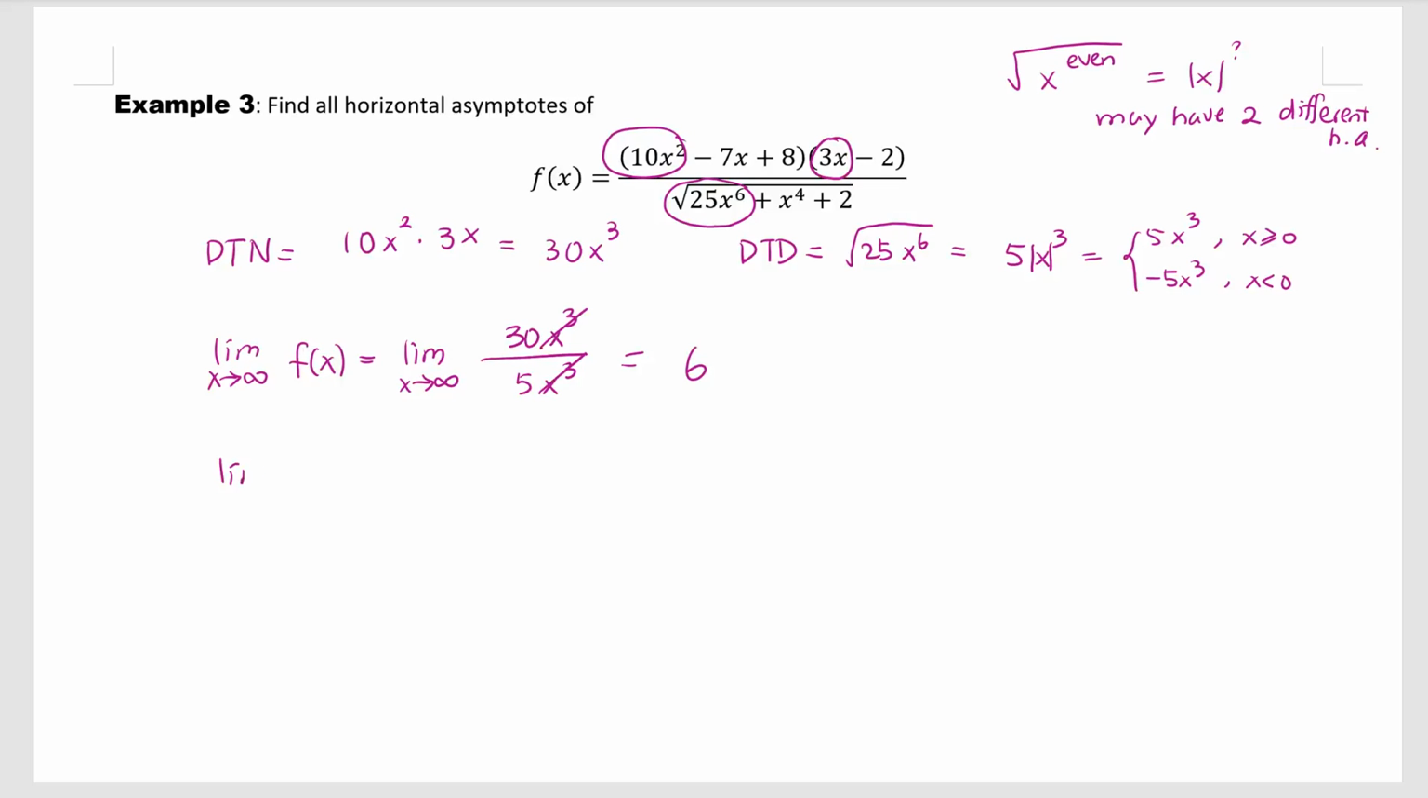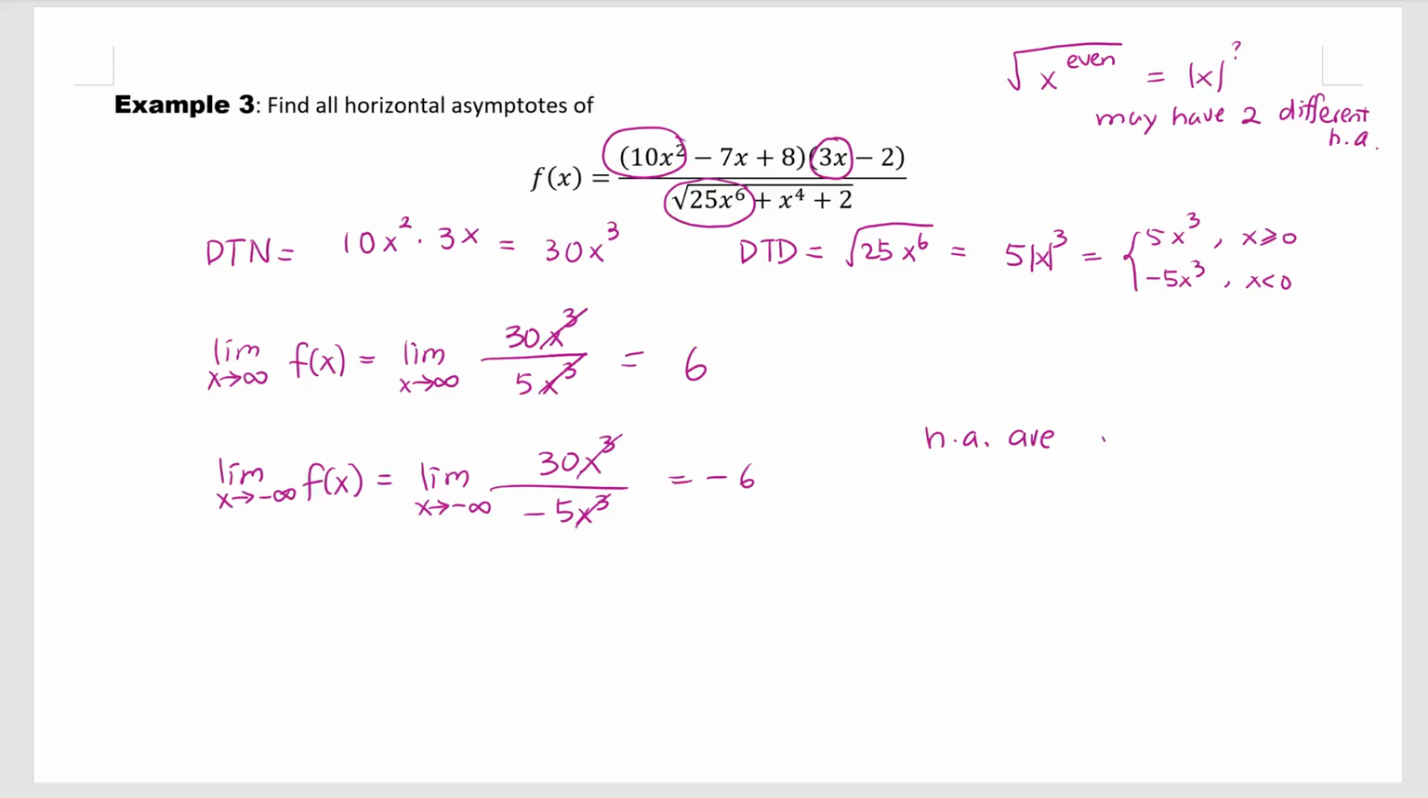Okay, how about on the other hand, x goes to negative infinity, right? Let me write it better. The dominant term of the numerator stays the same, but the dominant term of the denominator becomes negative 5x cubed, and x cubed cancels, so we have minus 6. So the horizontal asymptotes are, don't just answer 6 and minus 6.